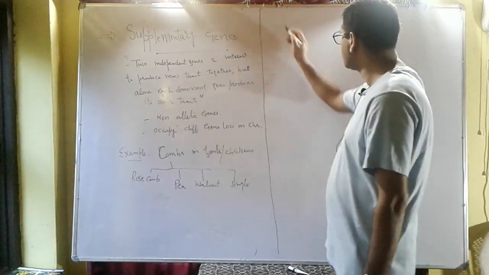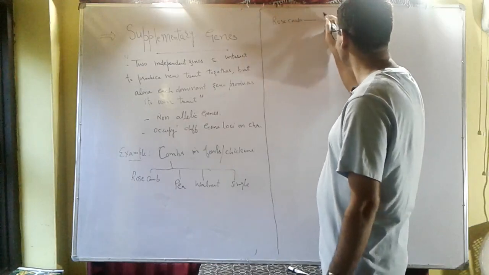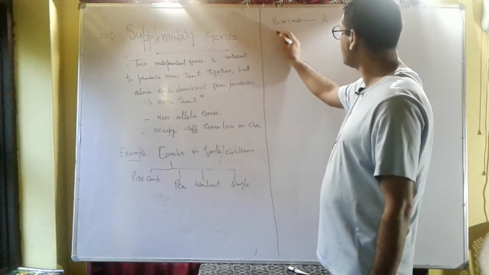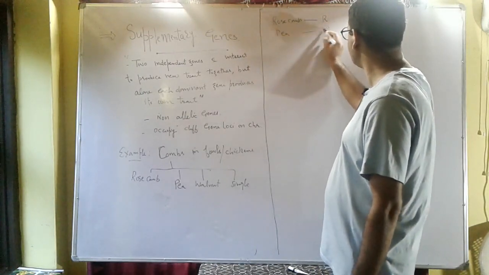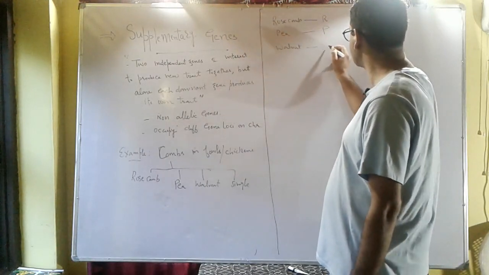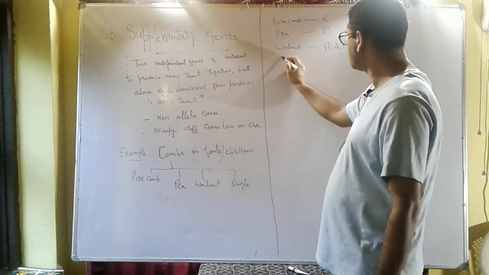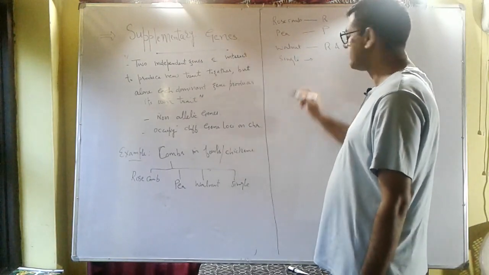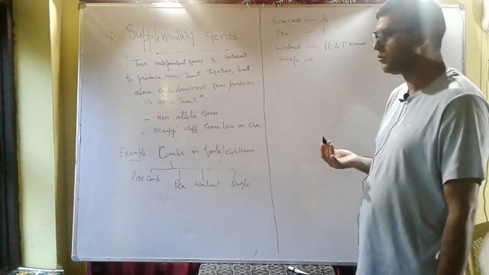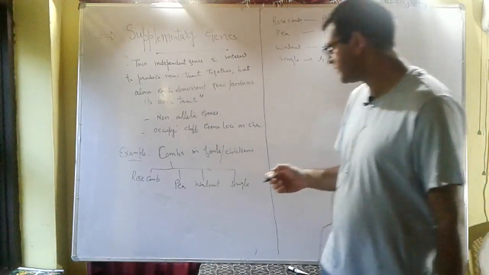So it would be like this. Rose comb is produced by dominant gene R, and this pea comb is produced by dominant gene P, and this walnut comb is produced by the interaction of R and P genes. And this single comb is produced by two recessive genes when they are present in the homozygous state, that is small r and small p.